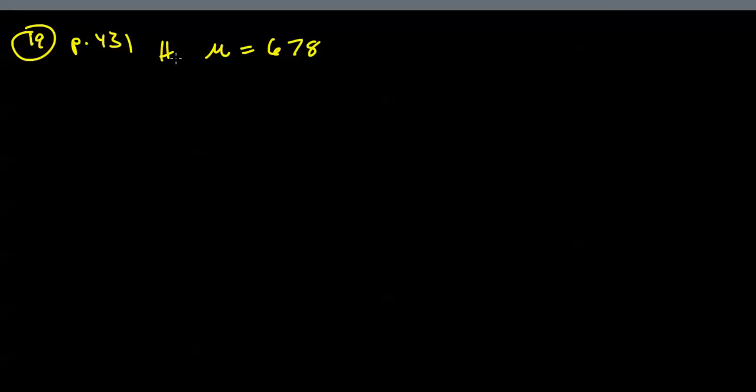Alright, so this is going to be my null hypothesis, and by implication the alternative is that mu is not equal to 678. That's by implication. If they state H0 as an equality, H1 will then be a not equal to statement. Alright, so step 1 is done.